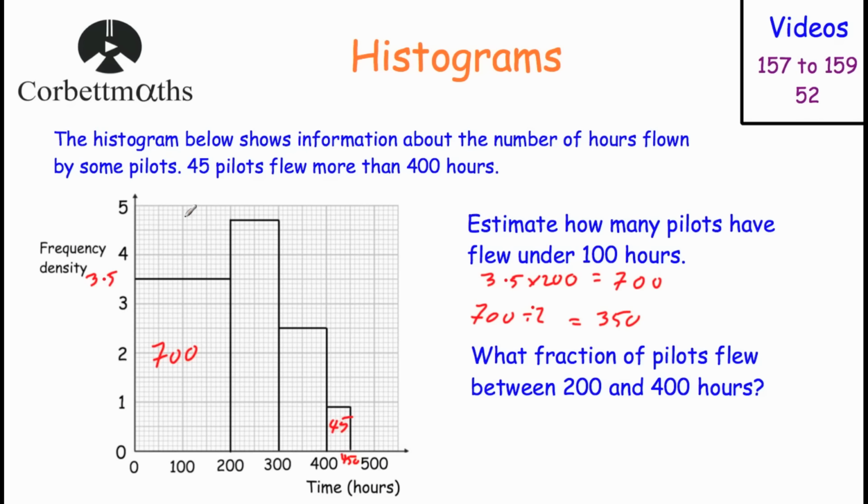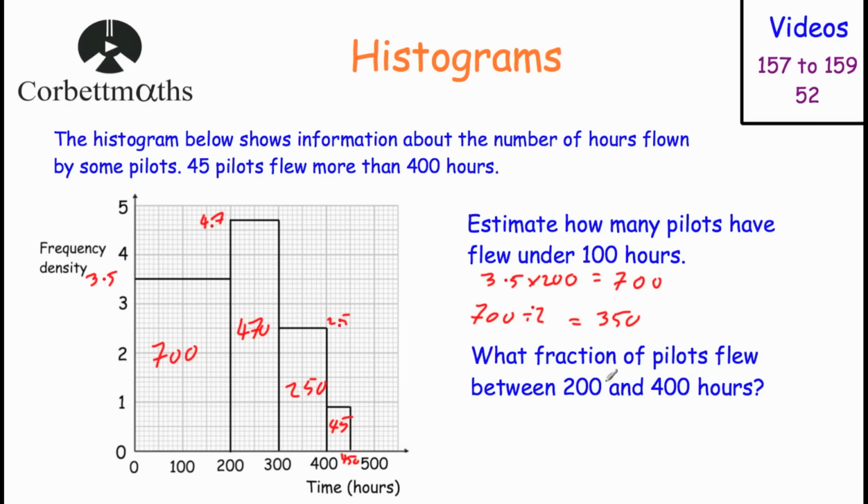So for this bar here, it has a frequency density of 4.7. So a frequency density of 4.7 multiplied by a class width of 100 would be equal to 470. So there's 470 pilots in here. And this bar has a frequency density of 2.5, and again, the class width is 100. 2.5 times 100 is 250. So we know there's 700 pilots between 0 and 200, 470 pilots between 200 and 300, 250 pilots between 300 and 400, and 45 pilots between 400 and 450.